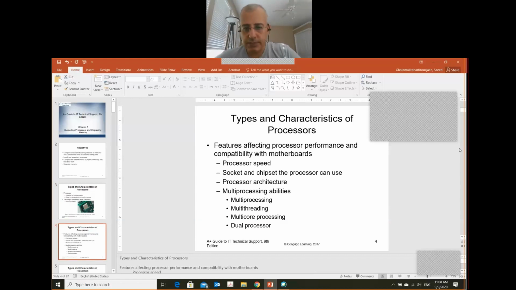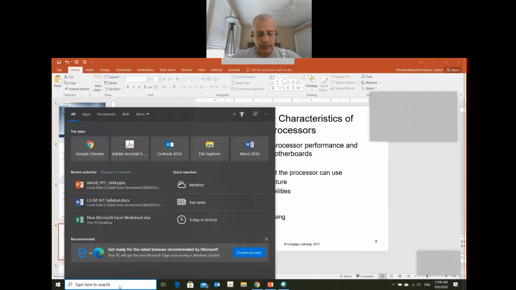The main features of the processor that affect its performance include processor speed, or processor frequency. Processor speed is the speed at which the processor receives information, performs calculations, and sends back the results. It is measured in gigahertz, or megahertz. Hertz is the measurement unit for analog signals. Let me show you how we can calculate transmission speed in hertz.